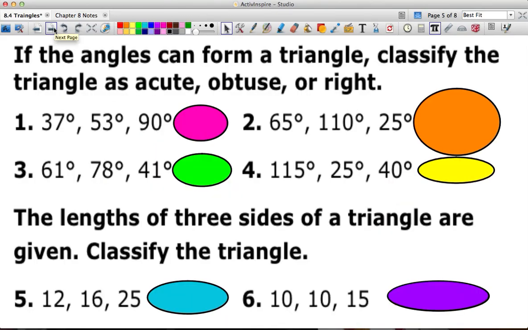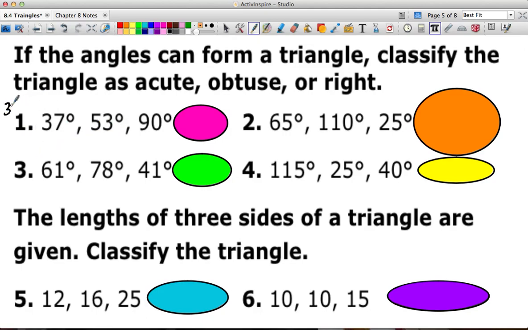Okay, so now we're going to classify the triangle as an acute triangle, obtuse triangle, or right triangle. But first we have to decide if it's actually a triangle or not. We said that you need 180 degrees to make a triangle. If you have more or less than 180 degrees, it's not a triangle. So the first thing we have to do is add our degrees.